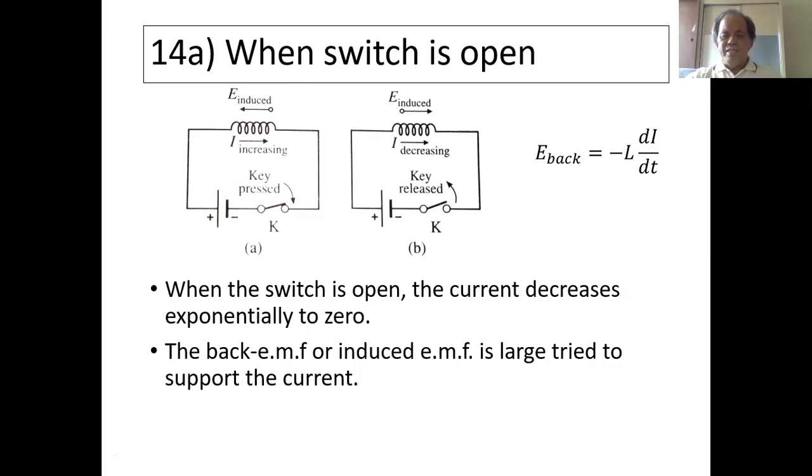So we know that the induced EMF or back EMF tries to support this current, to keep this current going. That's why you see that the induced EMF is in the same direction as the current that is decreasing. When the current wants to increase, it opposes. When the current wants to go to 0, it tries to help it.